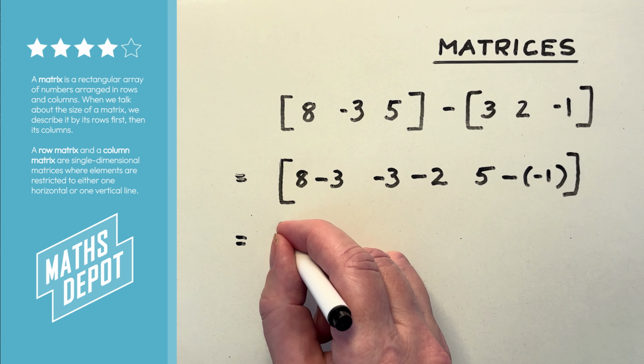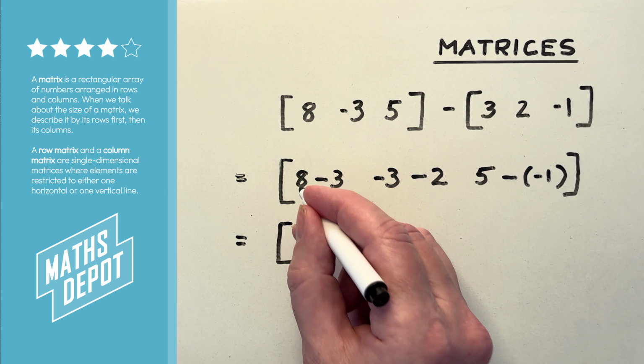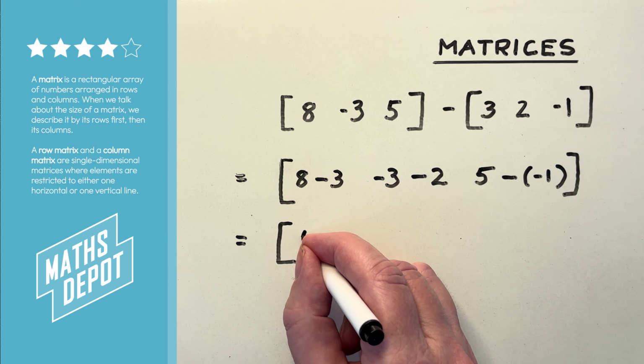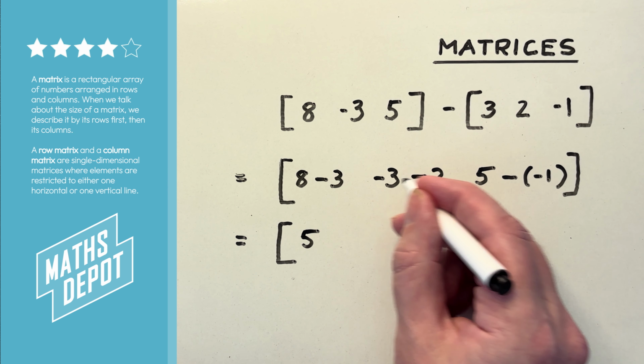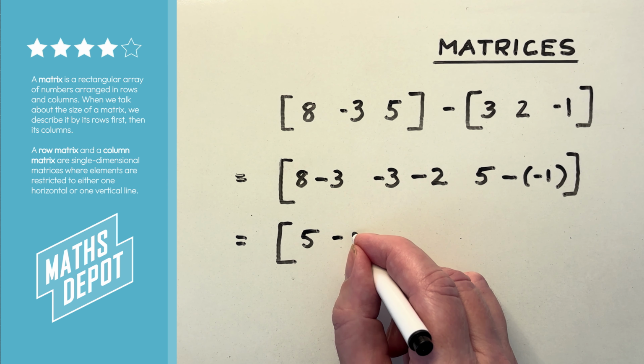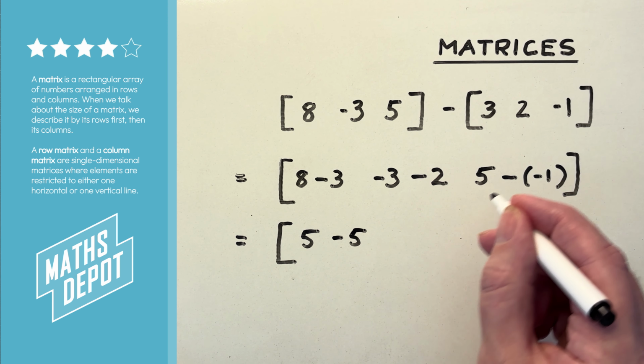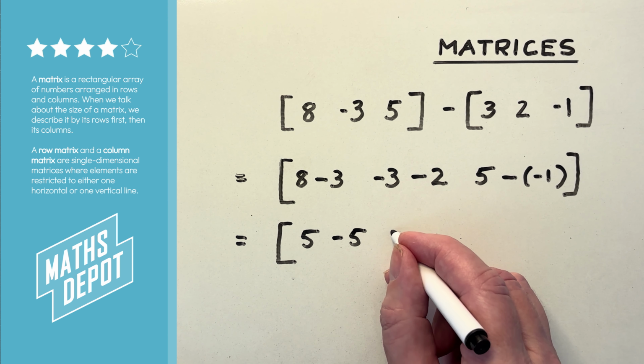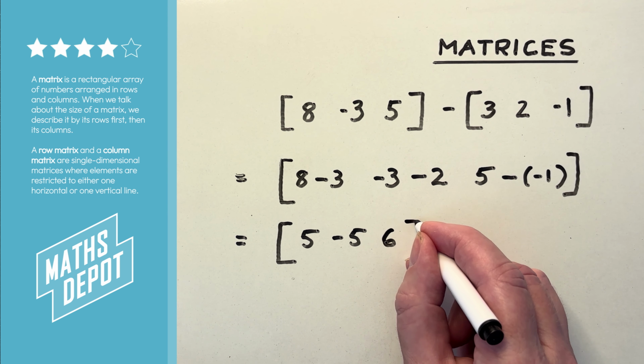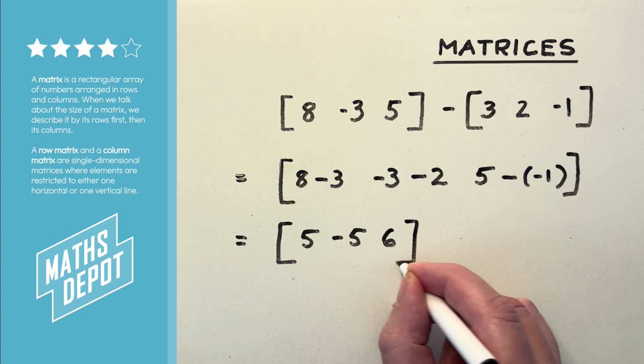A row matrix has exactly one row and can have any number of columns. The dimensions are always 1 by the number of columns. For example, a 1 by 3 matrix has exactly one row and 3 columns.